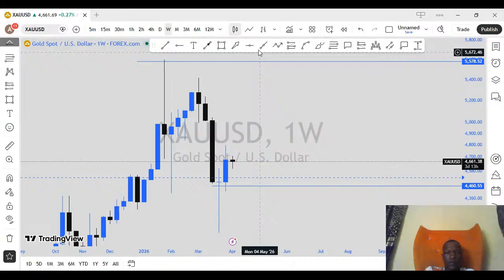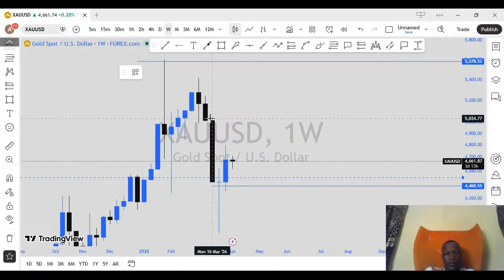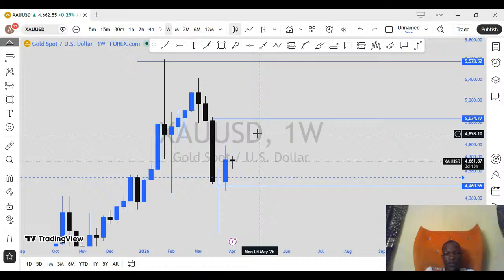Then some people are targeting this high as their first TP, which is very, very correct. From here to this side, this is a CRT low and this is the CRT high, and some people that are targeting this high is very, very correct.